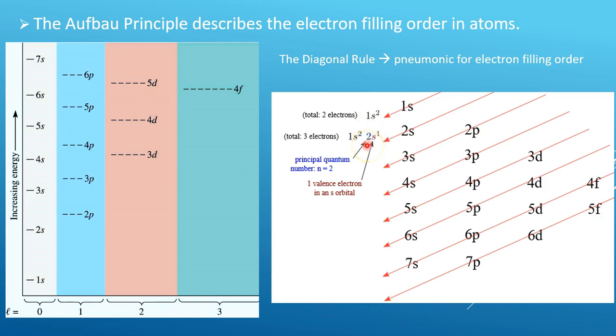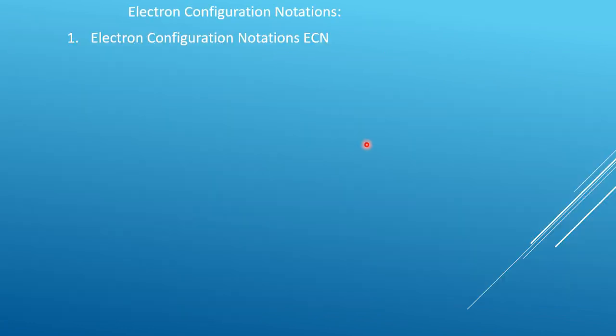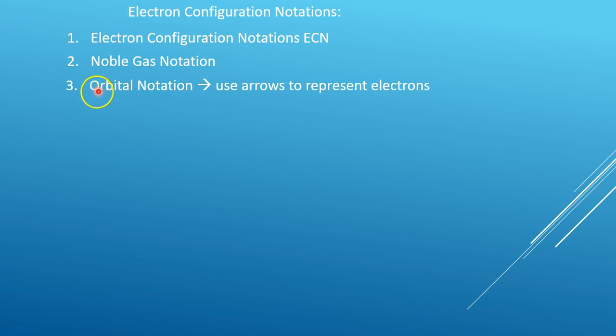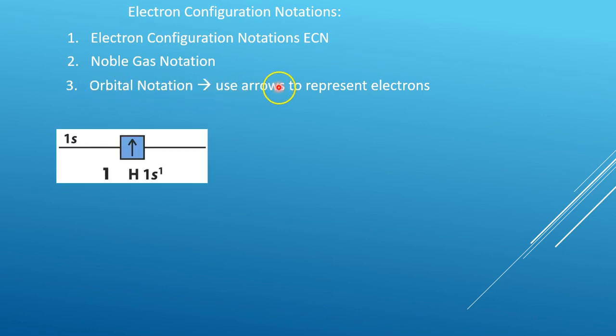Let's examine in more detail the other rules and the way to write the electron configurations. There are different standard ways to write the electron configuration. One is called electron configuration notation, or ECN. The other one is called the noble gas notation. And the third one is called the orbital notation. This one uses arrows to represent electrons.